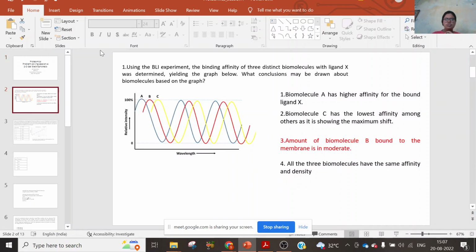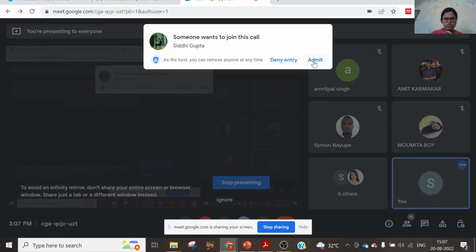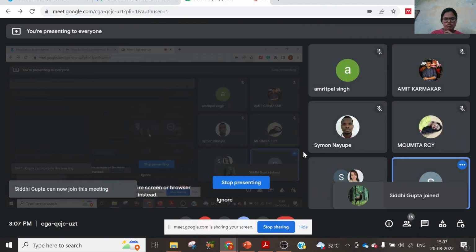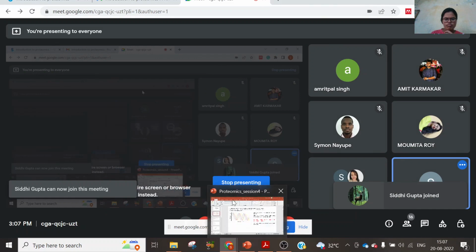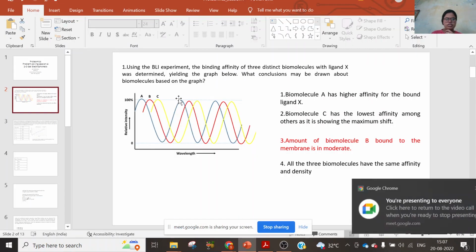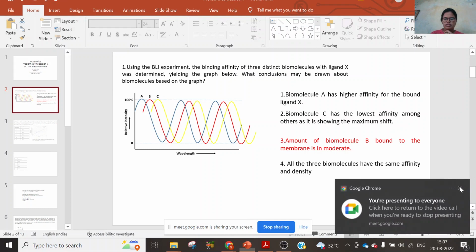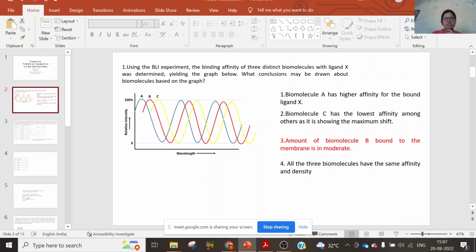So this question is from assignment 1. This is the first question. This question is from assignment 1, the last question. It is about the BLI technique.